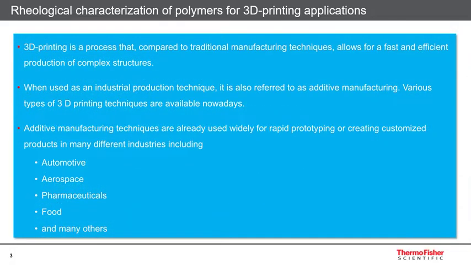So let's start with some details about 3D printing and its relevance for industrial applications. 3D printing is a manufacturing process that enables the relatively quick production of complex structures. 3D printers are nowadays available also for the home market, but when used for industrial application, it is also referred to as additive manufacturing. And there are many industries in which additive manufacturing techniques are already being used, for instance for rapid prototyping or for the production of individual custom-made products.